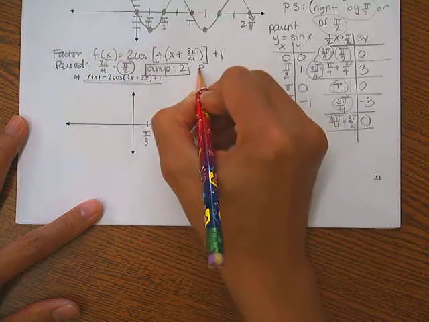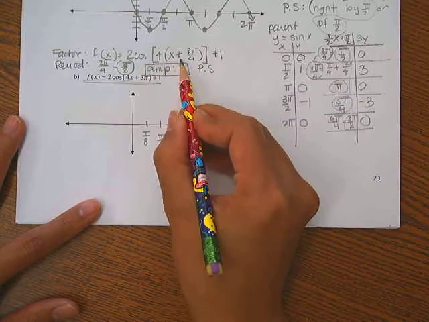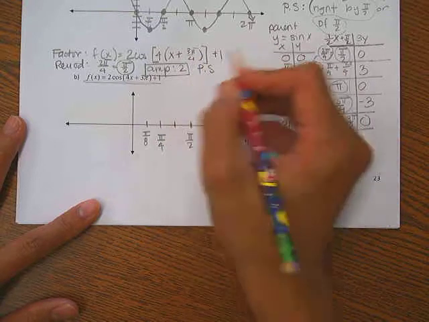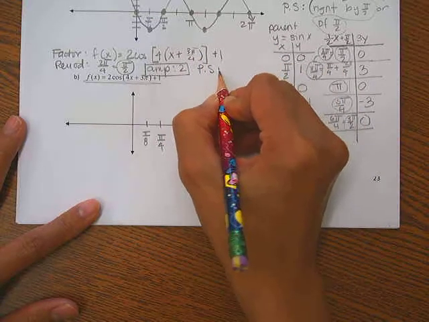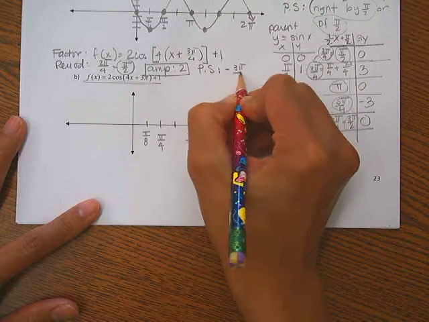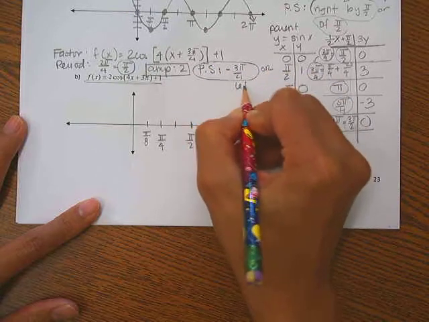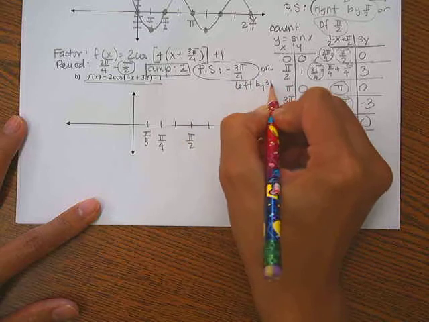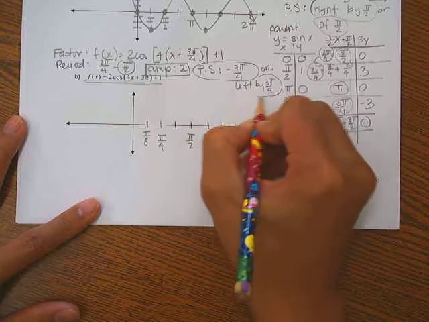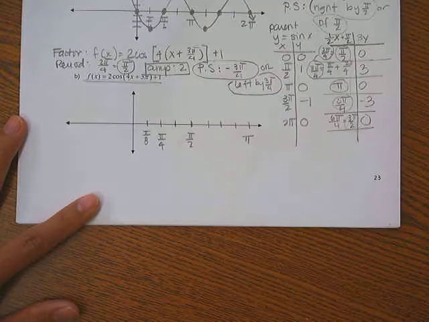Phase shift. PS. Okay. This is going to be a left by 3 pi over 4. So phase shift negative 3 pi over 4. Okay. Or you can say left by 3 pi over 4. If you're using the word left, then you don't need to put the negative in the front. But if you don't use the word left, then you have to put a negative in the front.